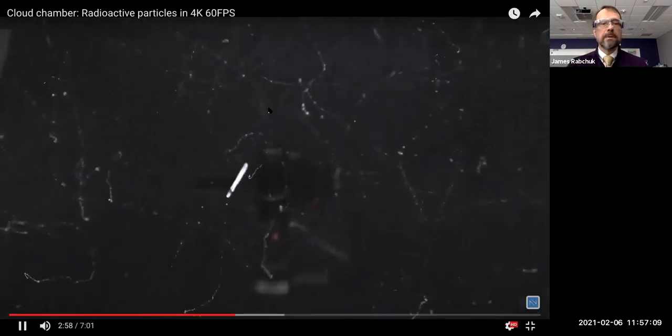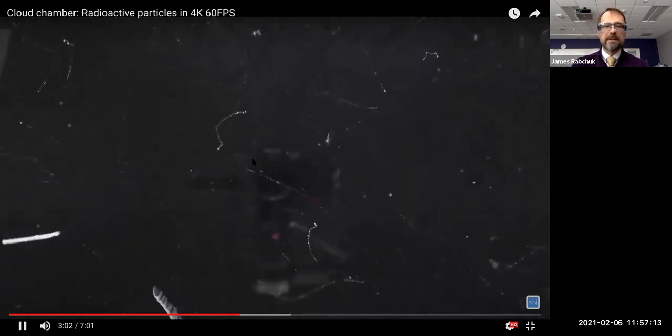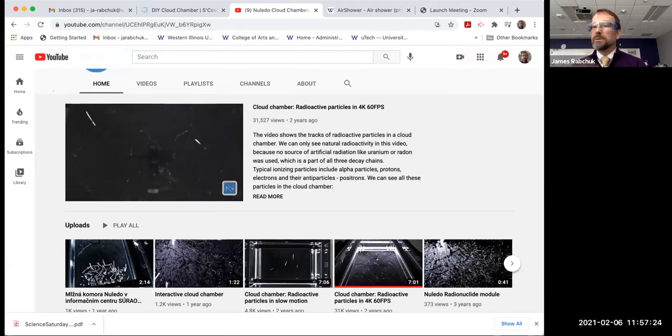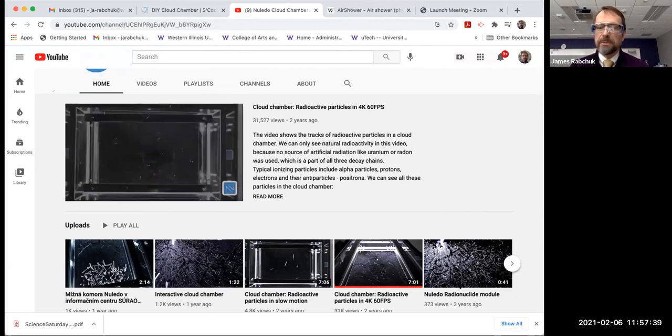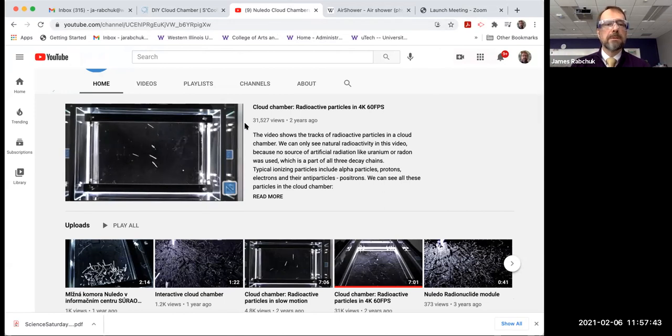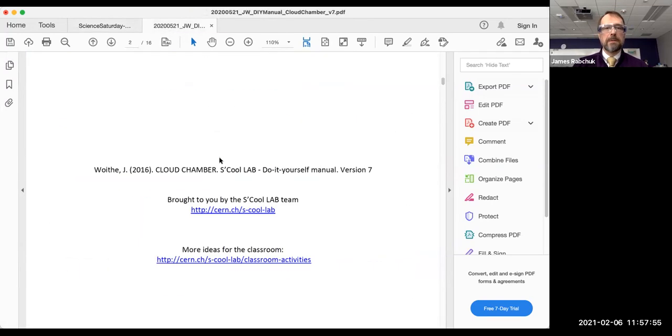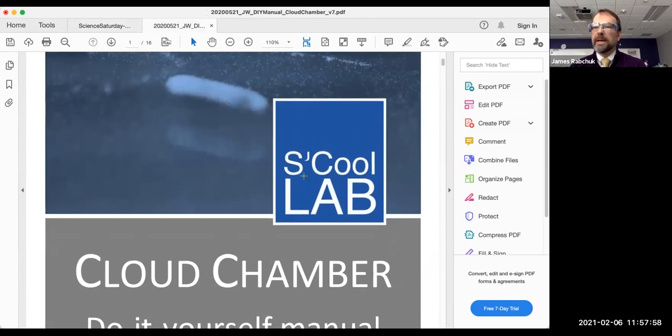I also wanted to show, we can stop here. I think you get the idea of the different kinds of tracks that you can see. So I'm going to go ahead and get out of this. I looked up how to build this chamber on the web, and I think I got it from CERN, which is the particle physics laboratory in Switzerland. I'm now going to switch to a different screen, which is Adobe. This document I got from CERN is a do-it-yourself cloud chamber manual.